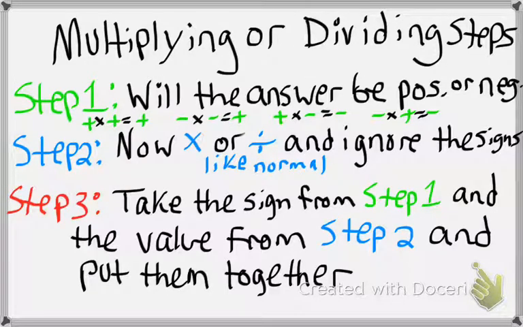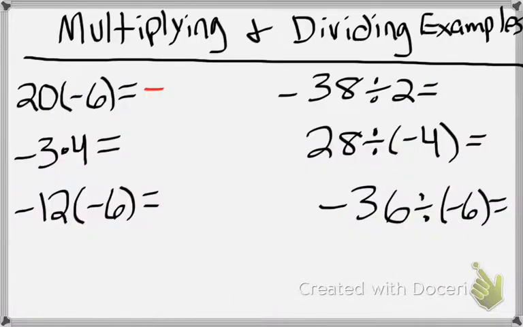Step 2 is, now ignore the fact that it's negative. We don't need that anymore. Step 2, ignore it. We're going to multiply or divide like normal. That is step 2. And I want you to ask yourself these steps, okay? So now step 2, multiply or divide like normal. Now, do your long multiplication, however you need to do it. I know a lot of you like doing long multiplication, or however you need to do it. So 20 times 6, that's going to be 120.